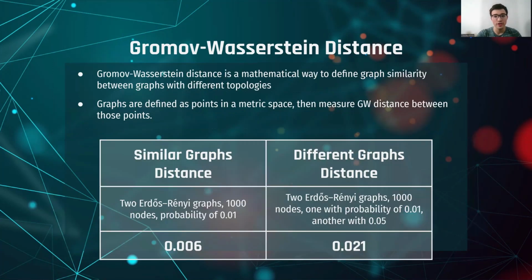We have also used Gromov-Wasserstein distances, and Gromov-Wasserstein distances give you a similarity measure between two graphs using some metric space. The idea is that two graphs might have a very different number of nodes and edges and different structure, but you can still measure how close they are. So we tested that for very similar graphs with Erdős–Rényi with 1,000 nodes and probability 1%, and the distance was extremely small. But when we changed the probability from 1% to 5%, the distance rose. And we tested this with preferential attachment models, with small world models, and it also worked.